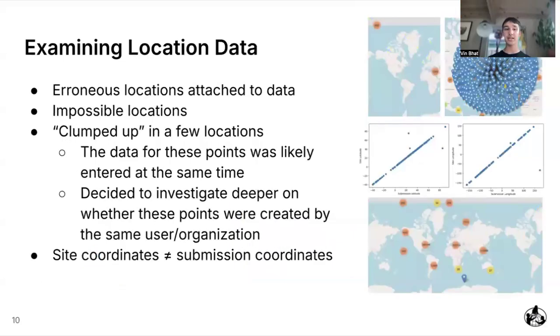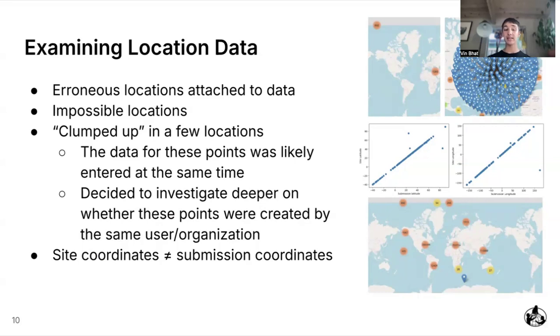In terms of location data, we noticed that there are lots of erroneous locations attached to certain data points, including impossible locations that were outside the bounds of latitude and longitude. In addition, we found that lots of the data was clumped up in few locations. So we decided to investigate deeper on whether these points were created by the same user or organization, and it turns out that they were.